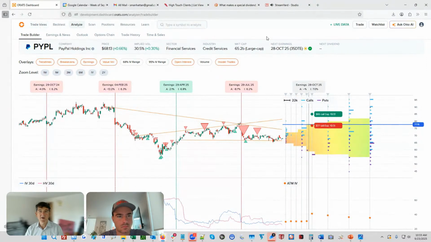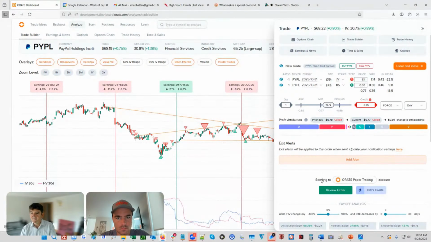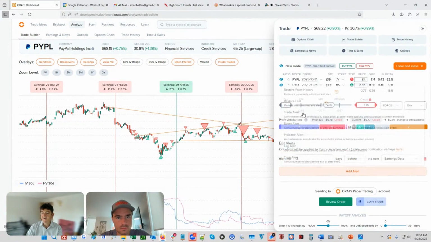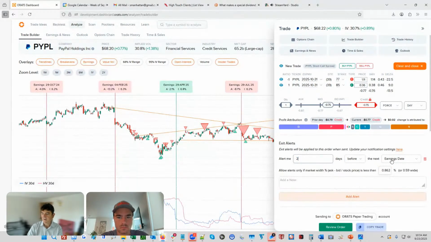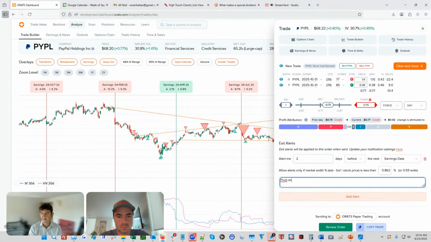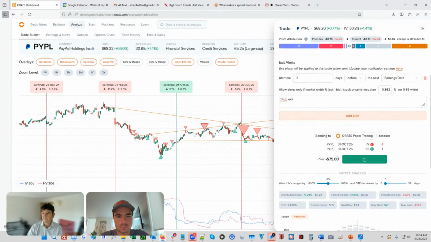But let's go back to our trade. It's 78 cents, so we'll give them a couple cents of edge. We'll force it so we could get it filled there. We could add an alert, a time event alert. So I want to know like 2 days before earnings date, and then this is the T-Hub, and I want to exit the trade before earnings. All right, and then we'll review that, confirm and send it.